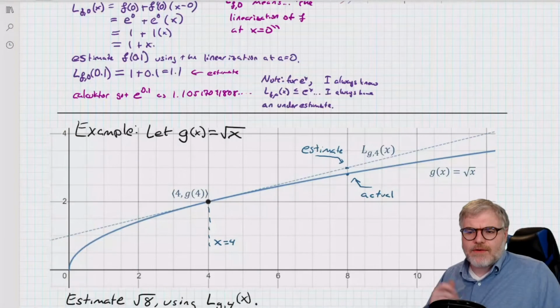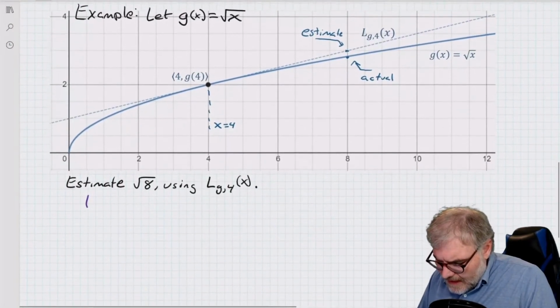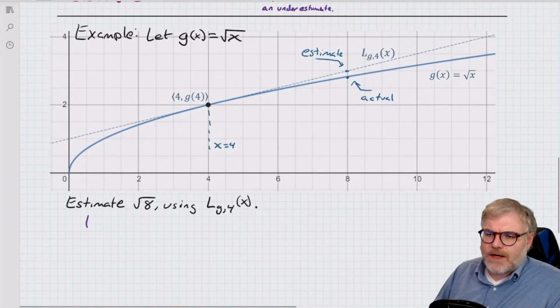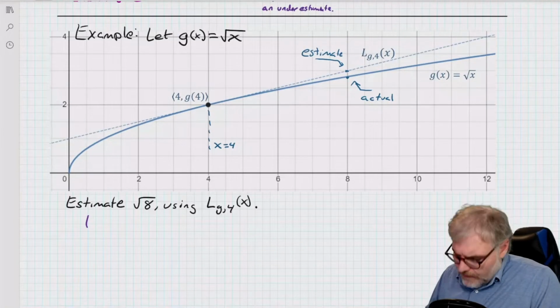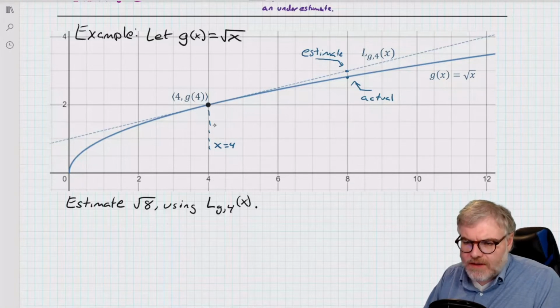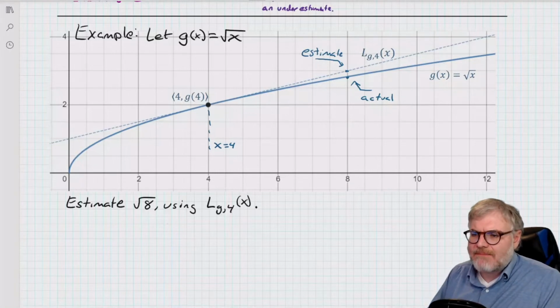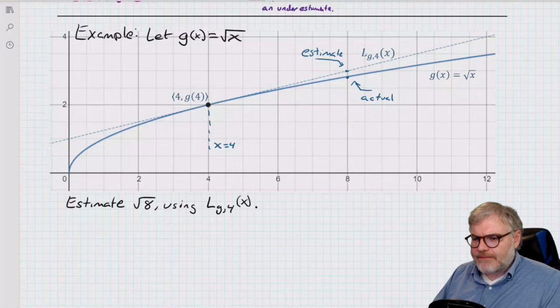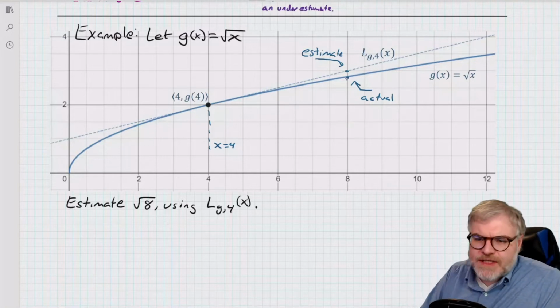Okay, let's do another example here. Let g of x equal the square root of x. And what I want to do is estimate the square root of 8 using the square root of 4 as my base point. Okay, and what you're going to get, and I'm choosing this right.